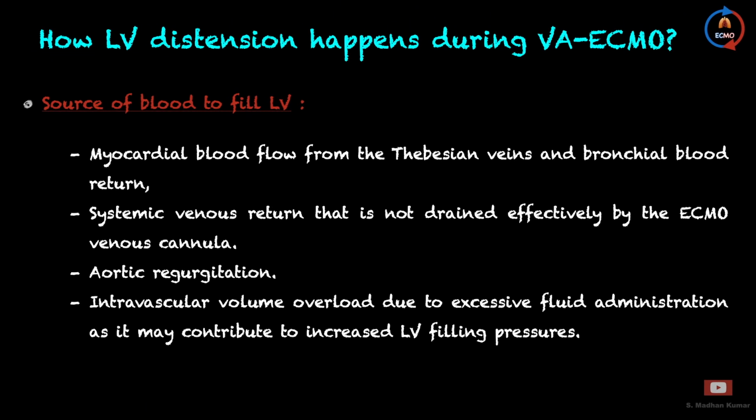How does LV distension happen during VA ECMO? The sources of blood to fill the LV are myocardial blood flow from the Thebesian veins and the bronchial blood return. Systemic venous return that is not drained effectively by the ECMO venous cannula because of inadequate sizing, aortic regurgitation, and intravascular volume overload due to excessive fluid administration may also contribute to increased LV filling pressures.